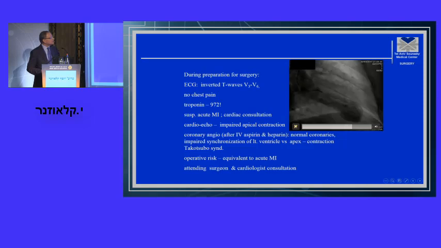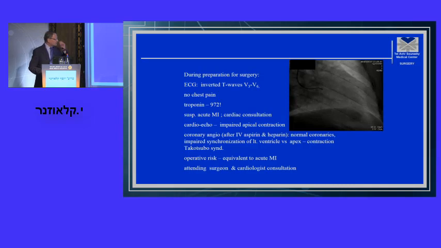Look at the impairment and desynchronization of her heart, impaired synchronization between the left ventricle and the apex. And it's a typical syndrome called Takotsubo syndrome, okay? It's similar to acute myocardial infarction. It's equivalent, at least in risk manners. And the attending surgeon and a cardiologist discussed the case over the phone.